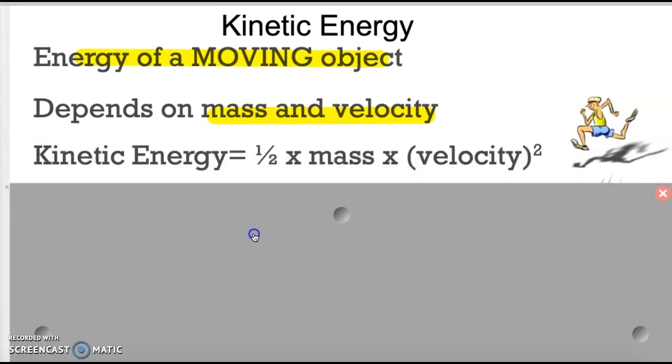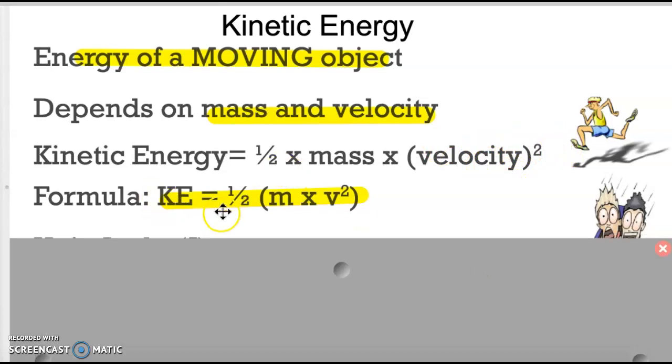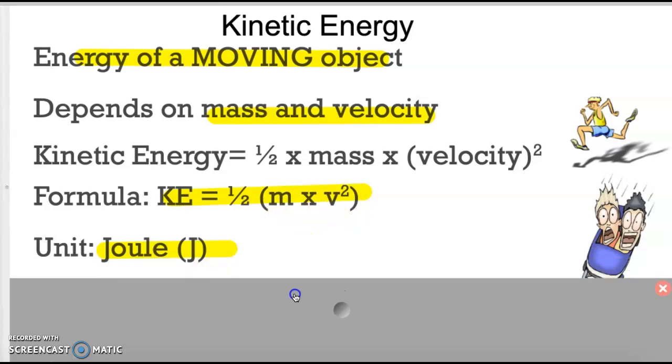There is a mathematical equation, and we'll work on the math tomorrow, but just to show you that kinetic energy can be calculated. It's 1/2 times the mass of the object times its velocity, but then you note that it's squared. So we can write the formula like this: KE stands for kinetic energy, and it equals 1/2 times m times v squared. Don't forget about that squared. Now the unit for kinetic energy is what we call joules. So all energy is going to be in joules, and we use a J to represent that unit.